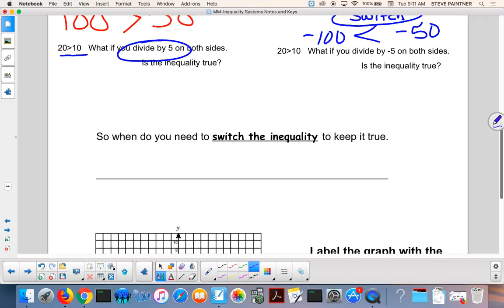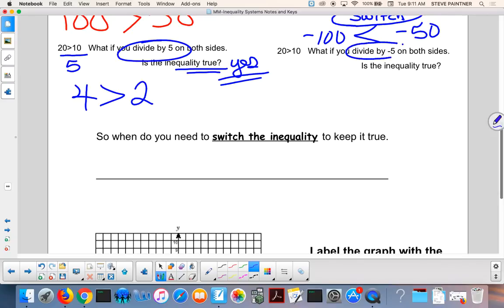Okay, continue. What if you divide both sides by 5? Let's divide by 5. What do you get now? 4 is greater than 2. Is it still true? Yes. Yeah, 4 is greater than 2. Okay. So is it okay to multiply both sides by a positive number? Yeah, you'll get a true equation or inequality.